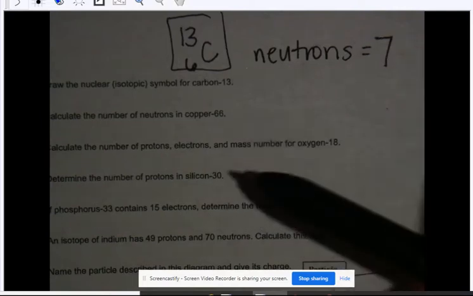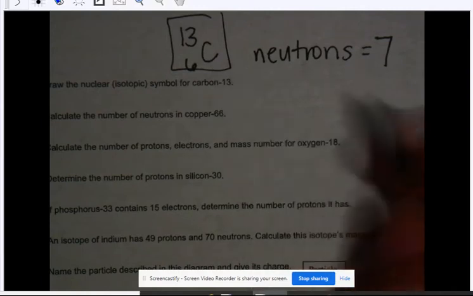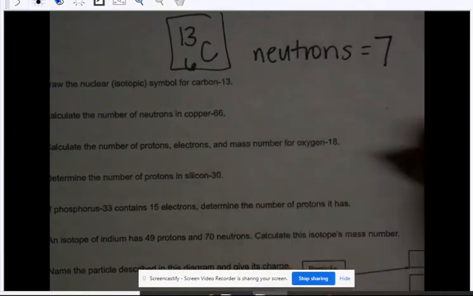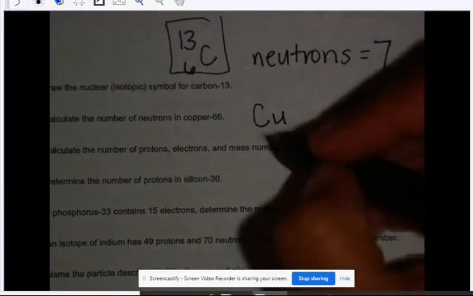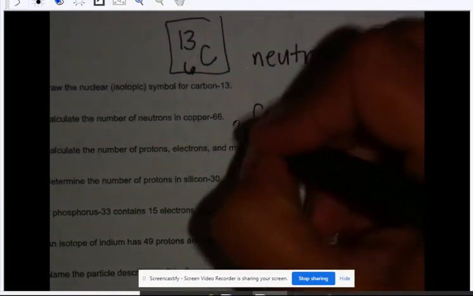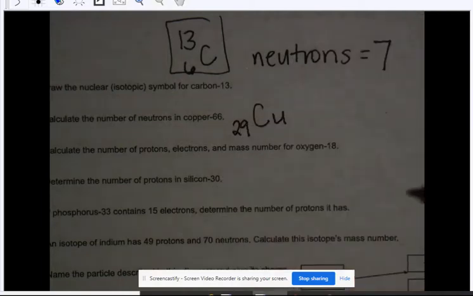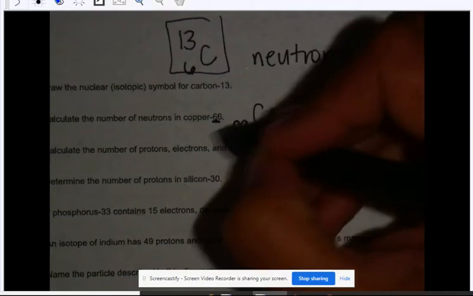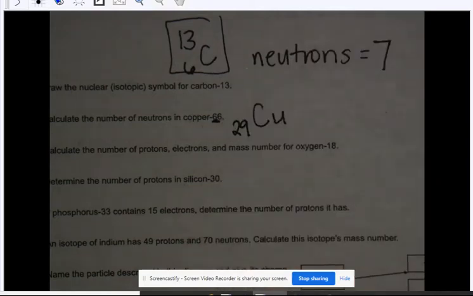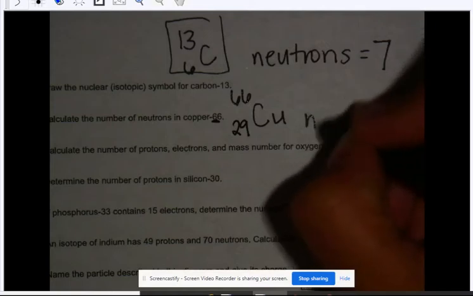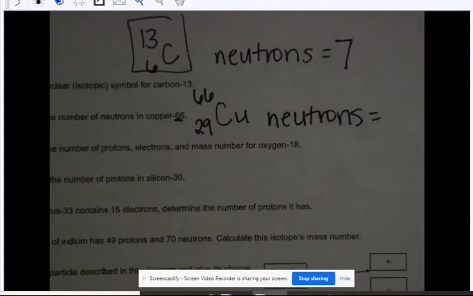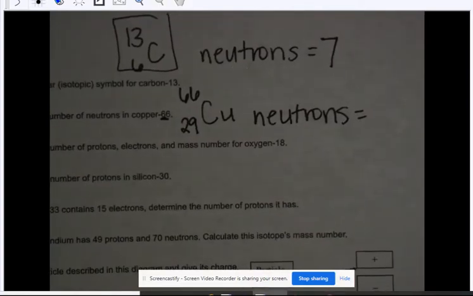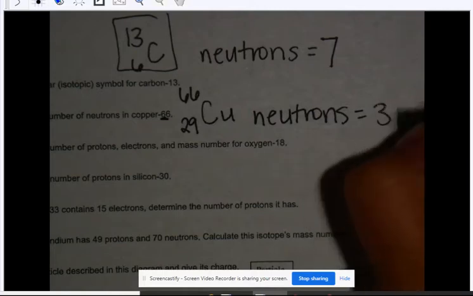All right. Calculate the number of neutrons in copper 66. So let's go ahead and write our isotope notation again, just to help us out. So copper is Cu. Our atomic number is the number 29. Our mass number is given to us in our isotope name, which is what? 66. So neutrons are going to come from 66 minus 29. What is it? 37. Yes, that sounds right.